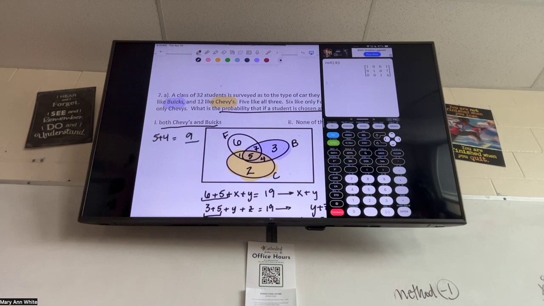And how many total students are in this class? 32. So 9 over 32. I am happy to just leave it as that fraction. If you would like to make it a decimal, you are welcome to. 9 divided by 32. It's about 28%.